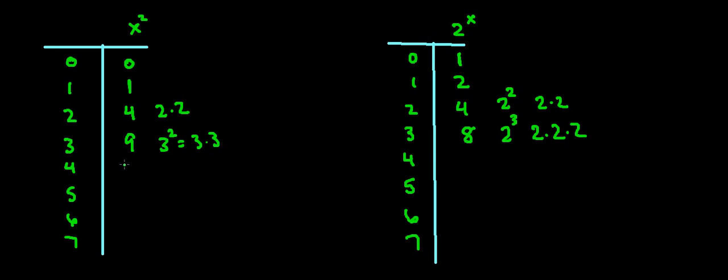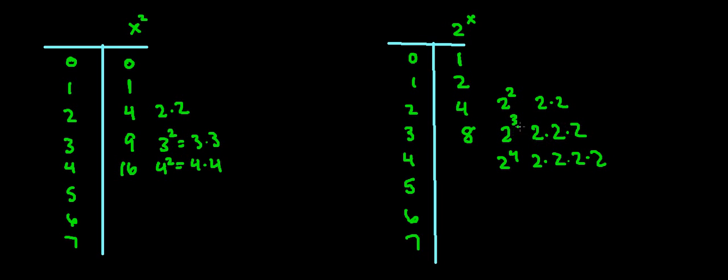Now for 4, we're going to get 16. We know that well enough. 4 squared is equal to 4 times 4. For here, on our exponential, we're going to get 2 to the fourth, which is 2 times 2 times 2 times 2.